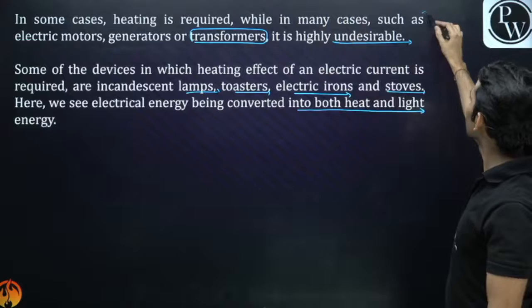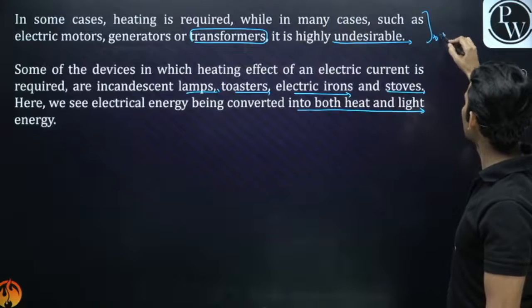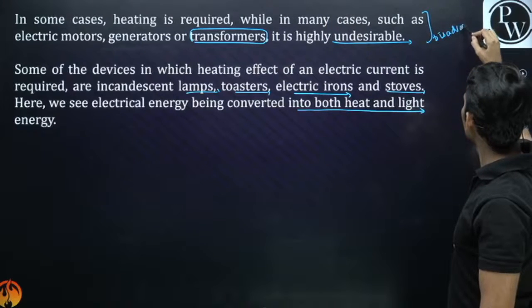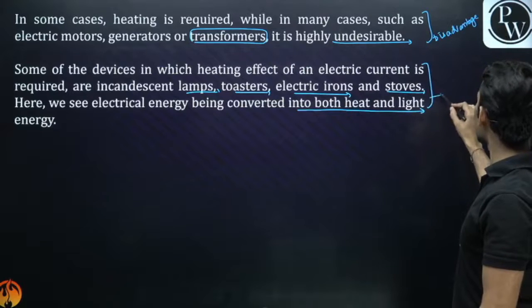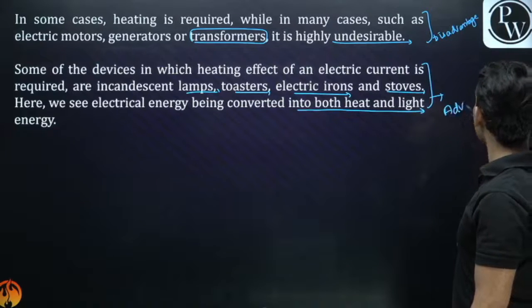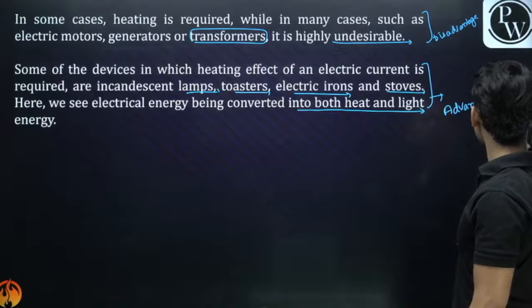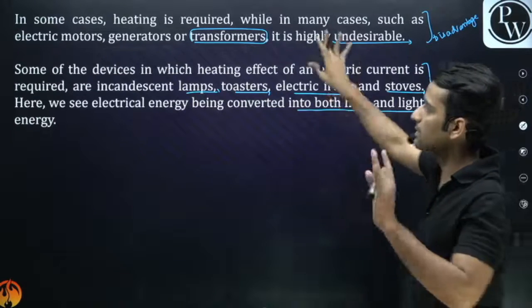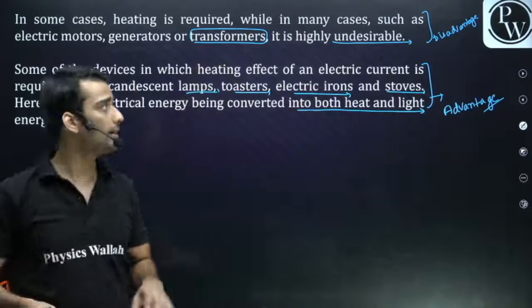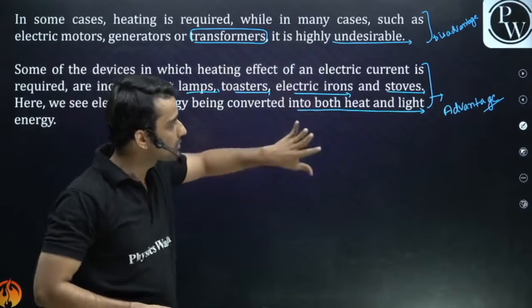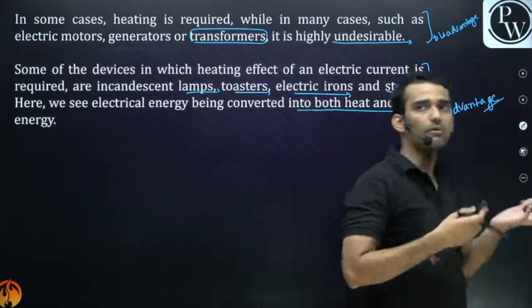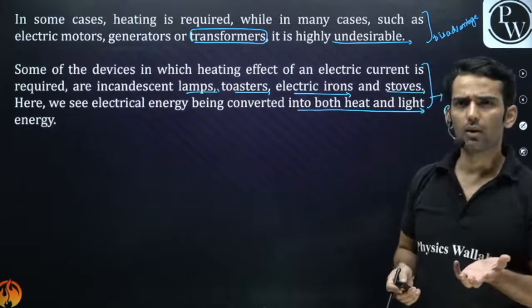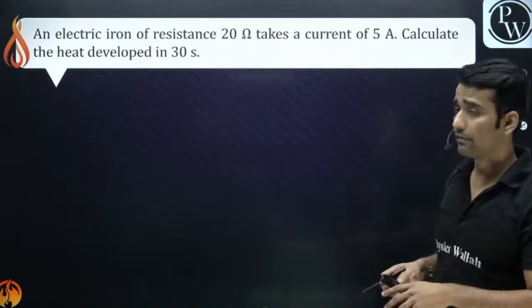So here it is useful, here it is not useful. So it's a disadvantage, right? And this is an advantage. This is the advantage of the heating effect, and this is the disadvantage of the heating effect of electric current. Whenever a certain amount of current flows through any circuit, obviously it will heat up.